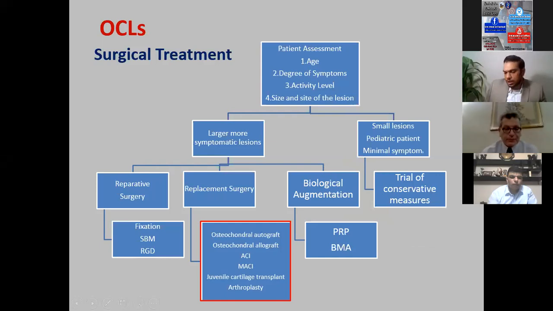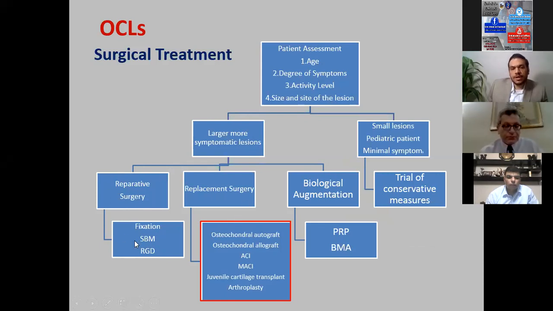One last indication is the osteochondral lesions. This has been quite extensively covered in the previous lecture. Just a broad idea, decision-making depends on age, degree of symptoms, activity level, and size and location of the lesion. For larger, more symptomatic lesions, either a reparative surgery, fixation, subchondral bone microfracture, or retrograde drilling.